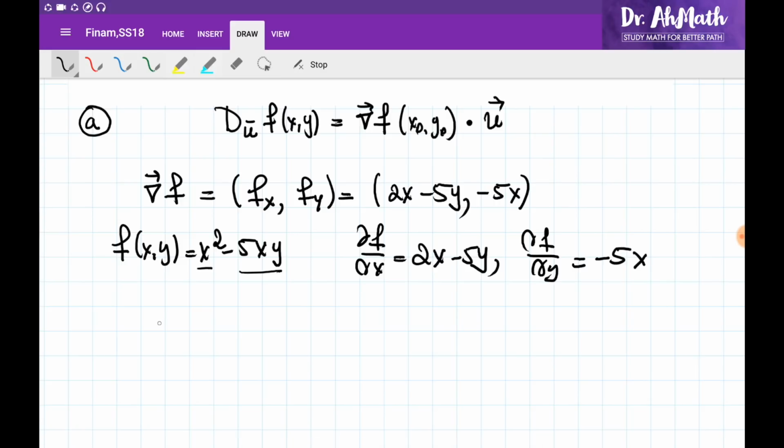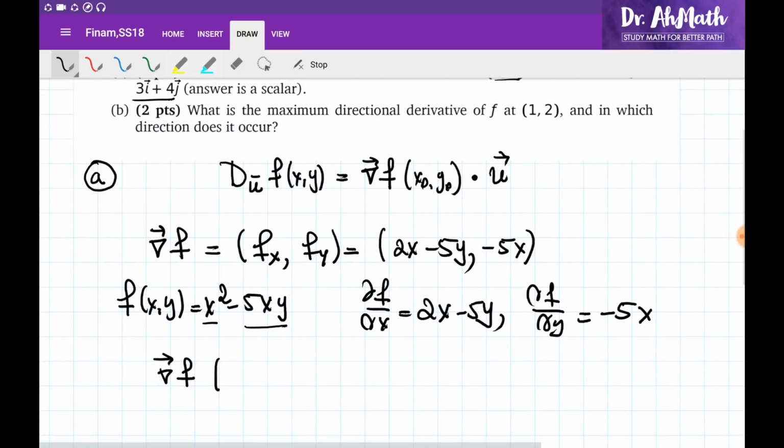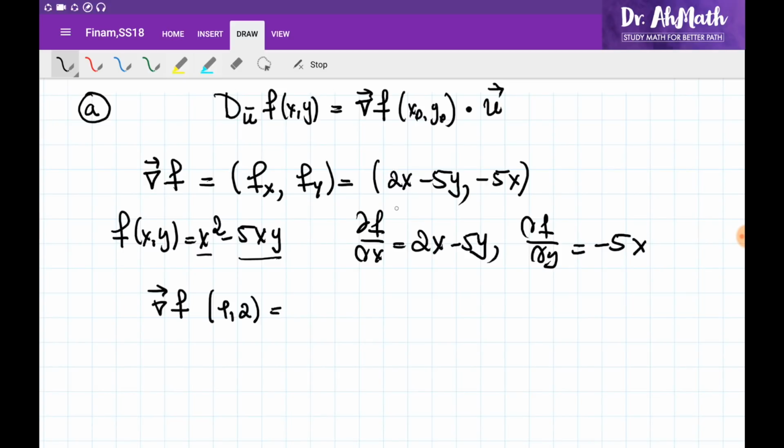So we need to evaluate the gradient vector of this function at the point (1, 2). Basically, I'm going to substitute 1 for x and 2 for y. 2 multiplied by 1 minus 5 multiplied by 2 is the first component of this vector, and minus 5 multiplied by 1 is the second component. Let's simplify this. 2 minus 10 is minus 8, and the second component is minus 5.